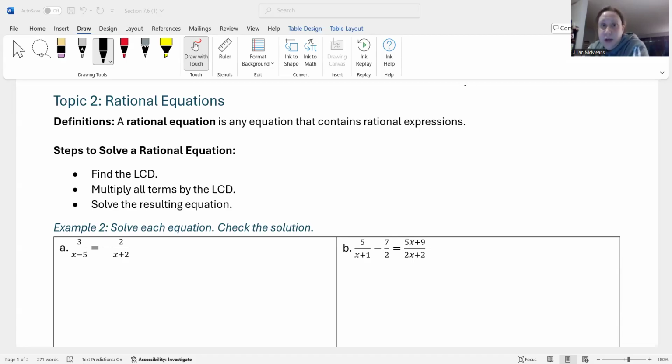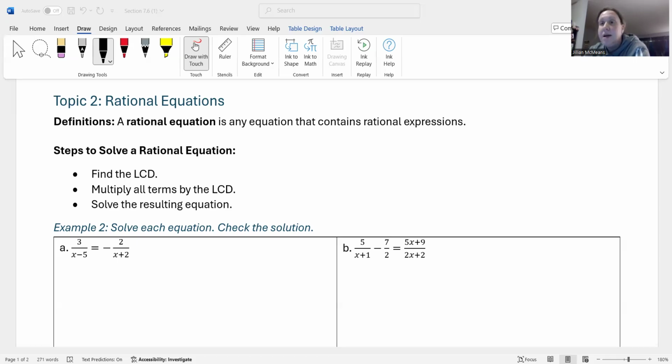So a rational equation is any equation that contains a rational expression. Somewhere in your equation, you have to have something that looks like a fraction that has algebra in the denominator. That way you know you're dealing with a rational equation. Luckily for us, ours are going to have lots of rational expressions in them. So just know it's an equation that contains a rational expression somewhere.